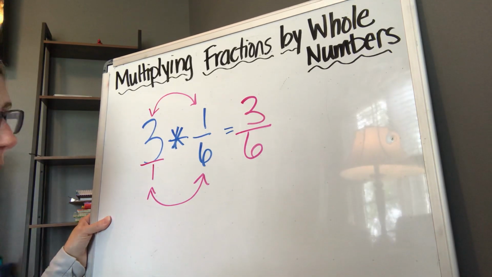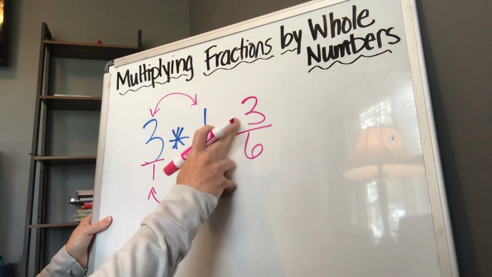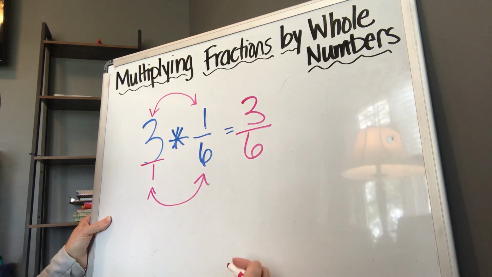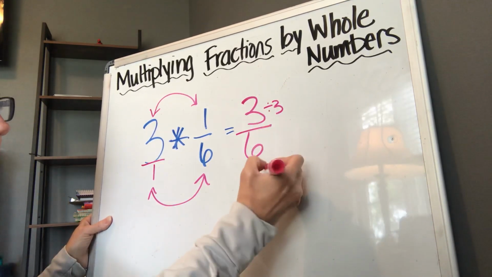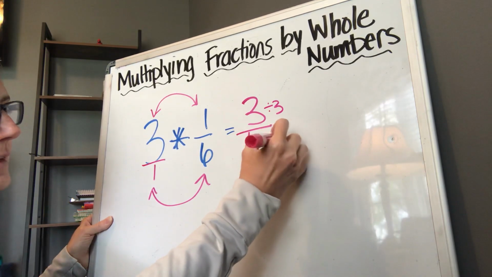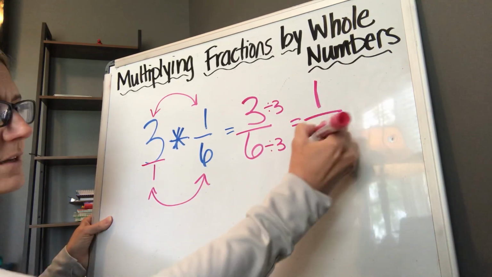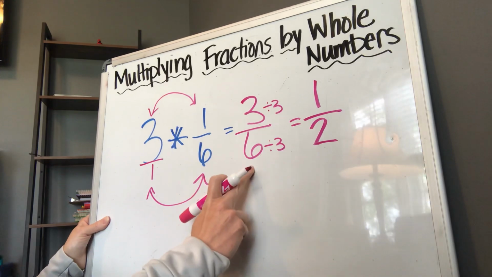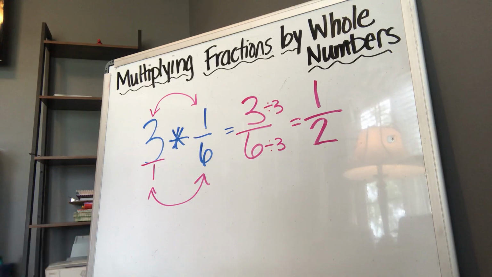Now that is not an improper fraction, but it can definitely be reduced to lowest terms. So I look at my numbers and I notice 3 is half of 6. If I take 6 and divide it in half, the answer is 3. Or if I take 3 divided by 3 and 6 divided by 3, I will get 3 divided by 3 is 1, 6 divided by 3 is 2. So if you said the answer was 3/6, you're right, but in lowest terms it would be 1/2, because 1/2 is equivalent to 3/6.